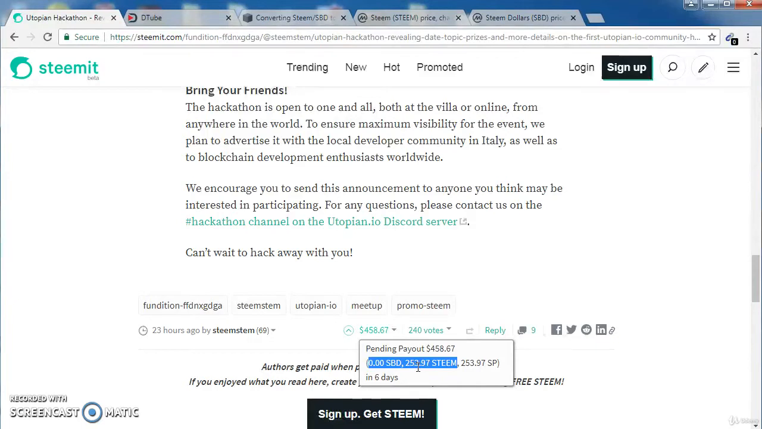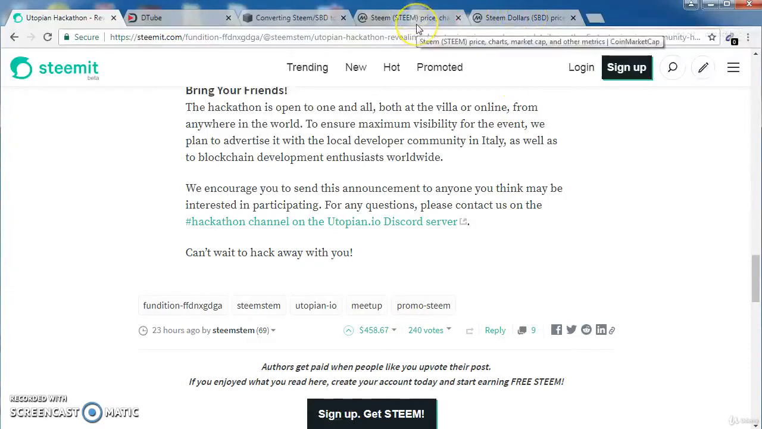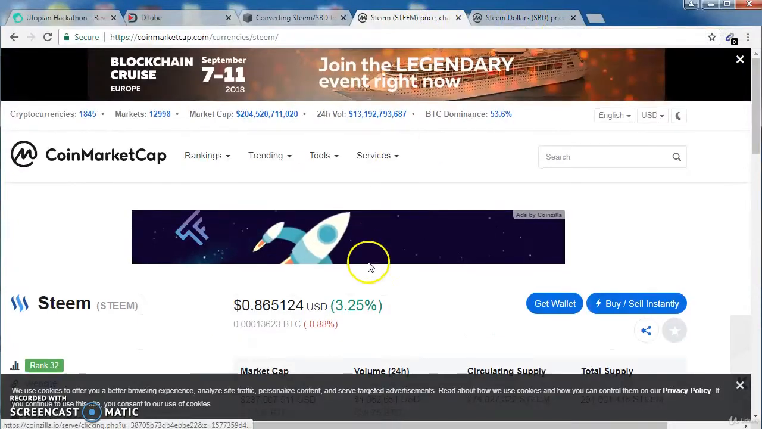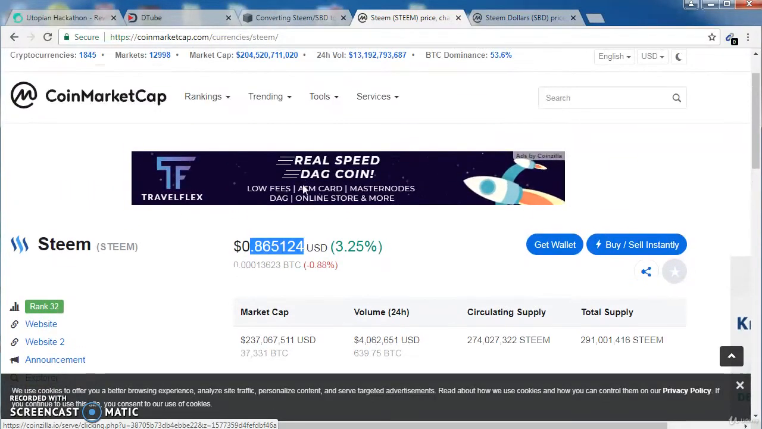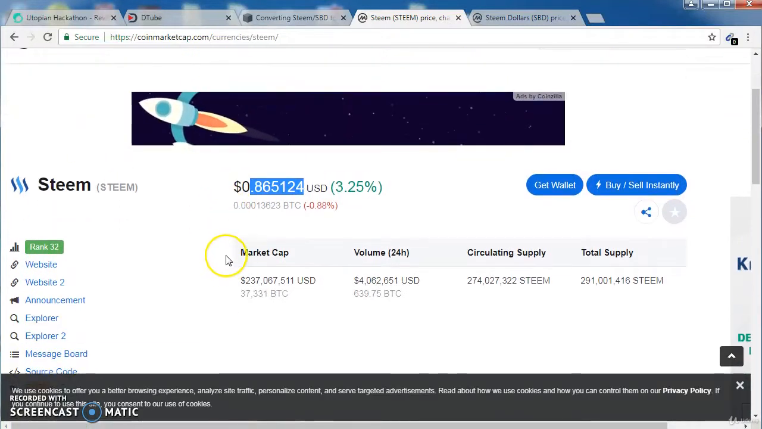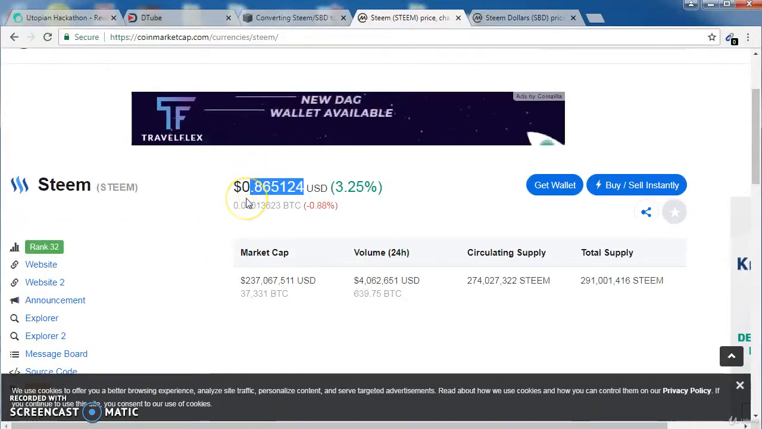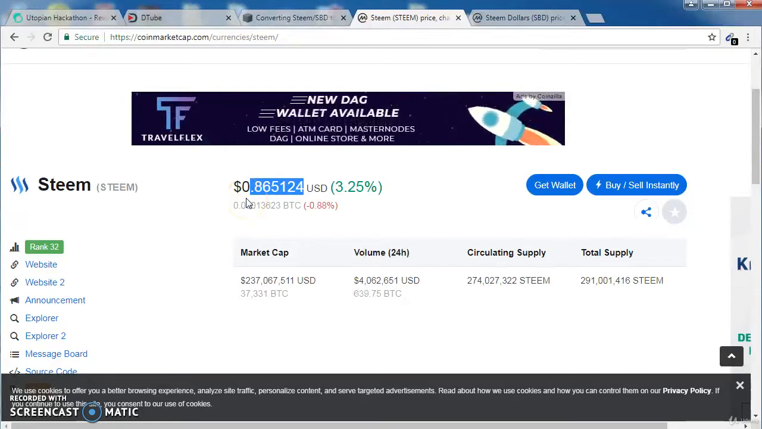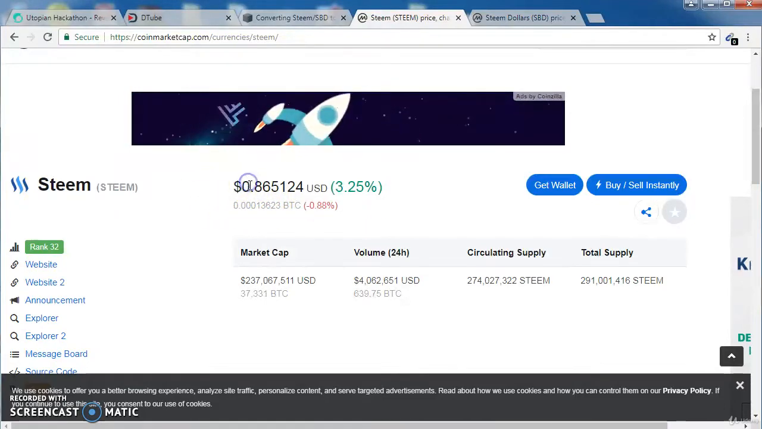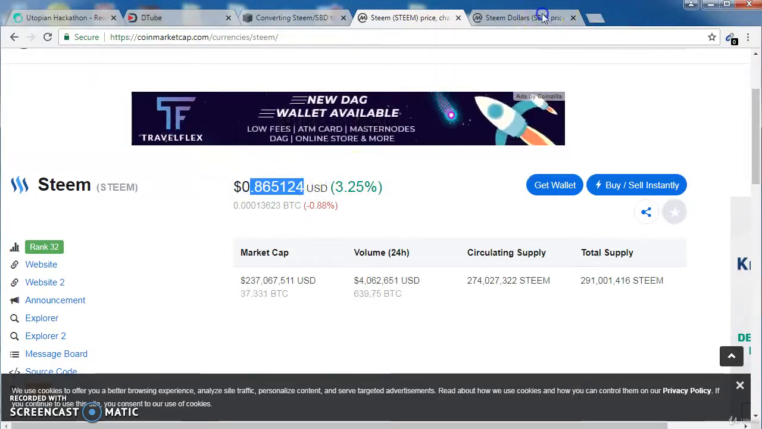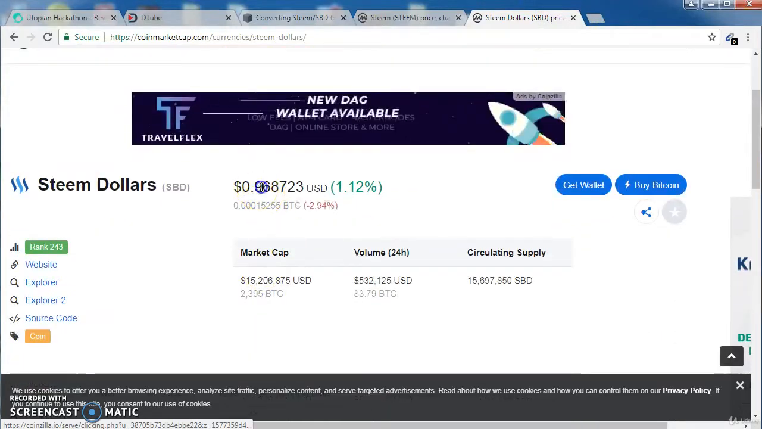And let's first see what's the price of it currently. At the time when I'm recording this video, the price of Steem is 0.86 against the US dollar. You can check the price of Steem on CoinMarketCap, where all the cryptocurrency values are listed in USD. The current value of Steem against US dollar is 0.86, and Steem dollar is 0.96.